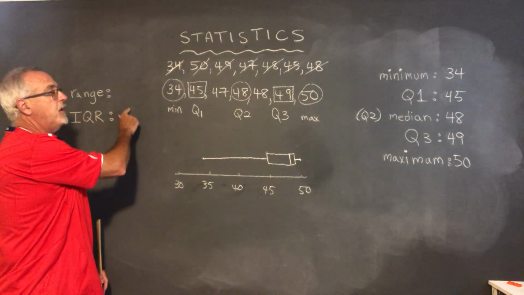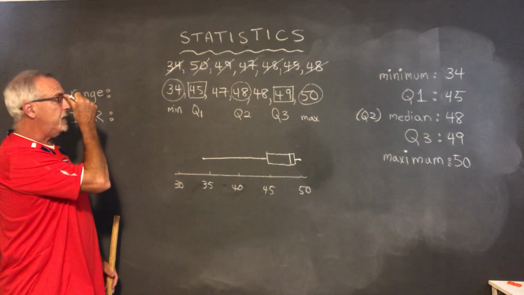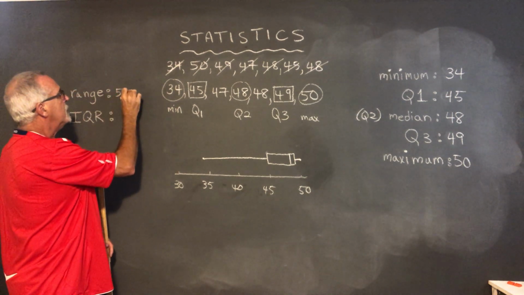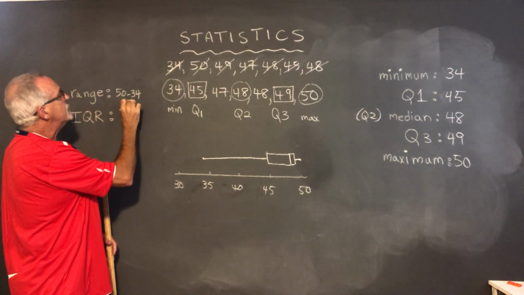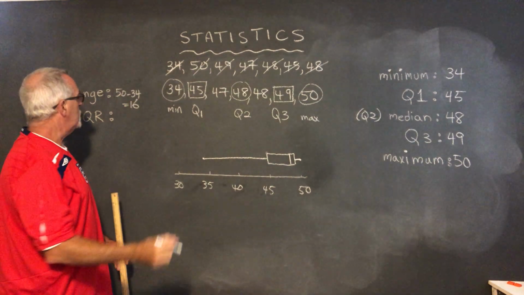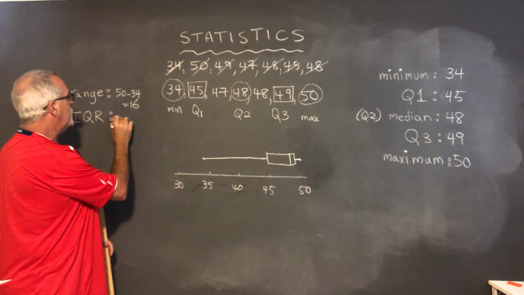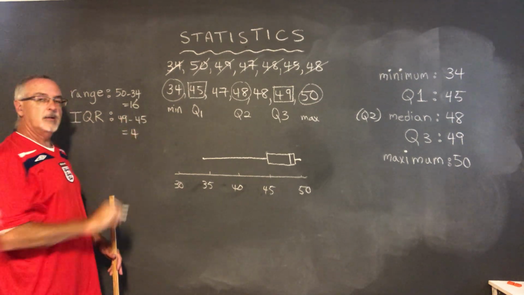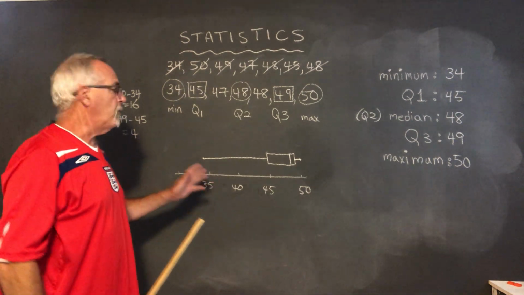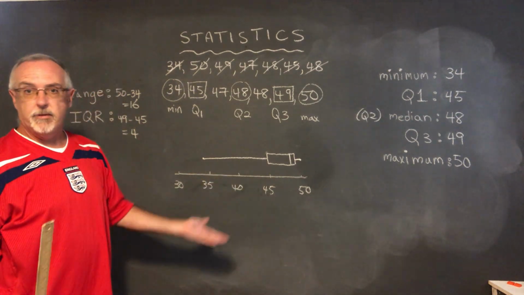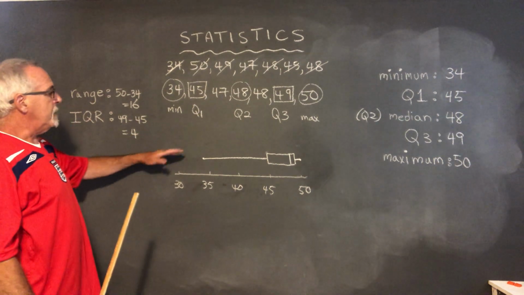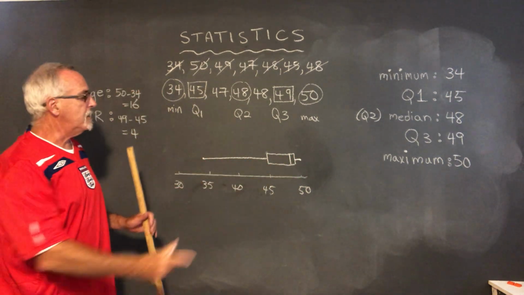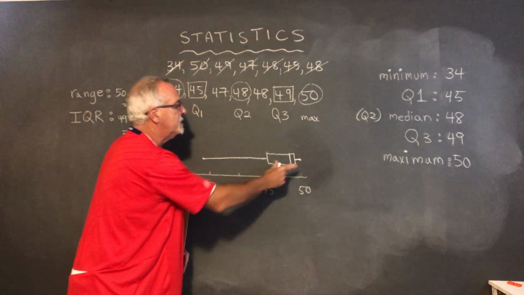I will finish off this example by identifying my range and my interquartile range. The range is 50 minus 34, which is 16. We have a range of 16 this time. The interquartile range is 49 minus 45, which is 4. Just a coincidence that we have an IQR of 4 with this example like we did with the first example I mentioned about. Okay, so again, we have some data that's stretched out a lot outside of the box. The middle, the 50% of the data is in the box.